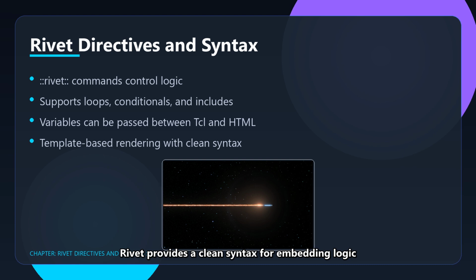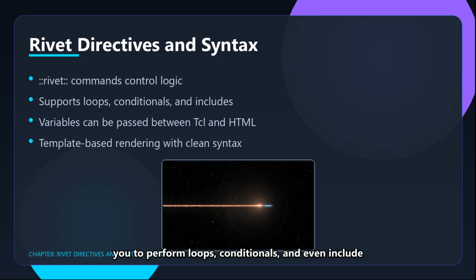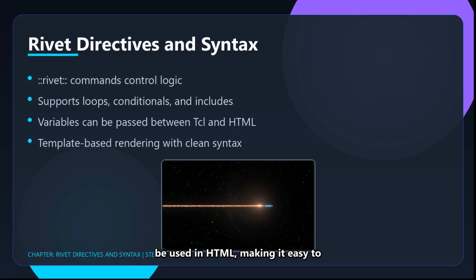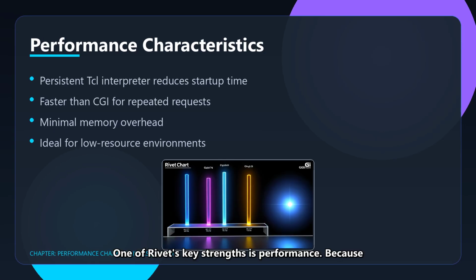Rivet provides a clean syntax for embedding logic using directives like :rivet :print or :rivet :if. These allow you to perform loops, conditionals, and even include other .rvt files. Variables defined in TCL can be used in HTML, making it easy to pass data from your backend logic to the front-end presentation layer.